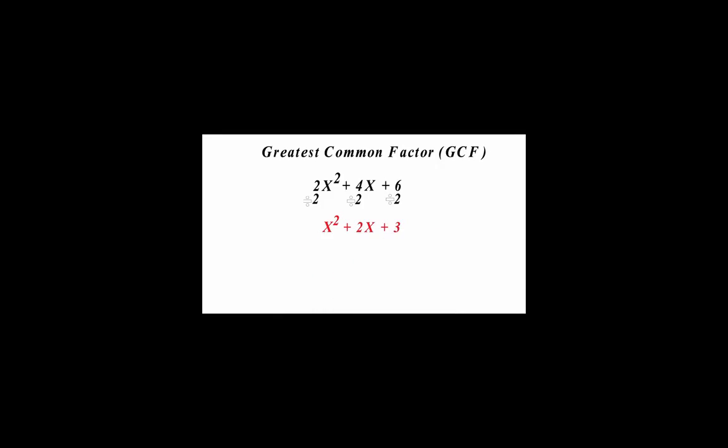Next, to show that you have divided all these values by 2, you will set up the expression like this, with 2 on the outside of a set of parentheses, and the remaining expression of x squared plus 2x plus 3 on the inside of the parentheses.